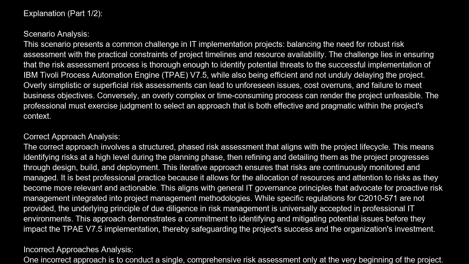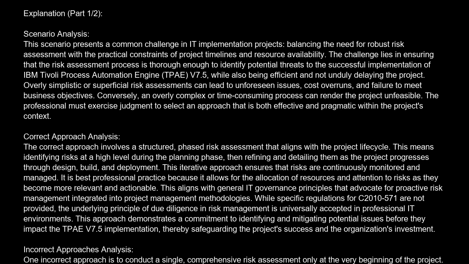The correct answer is B. Conducting a single, comprehensive risk assessment during the initial project planning phase and relying on that assessment for the duration of the implementation. Explanation. Scenario analysis. This scenario presents a common challenge in IT implementation projects, balancing the need for robust risk assessment with the practical constraints of project timelines and resource availability. The challenge lies in ensuring that the risk assessment process is thorough enough to identify potential threats to the successful implementation of IBM Tivoli Process Automation Engine (TPAE) v7.5, while also being efficient and not unduly delaying the project.